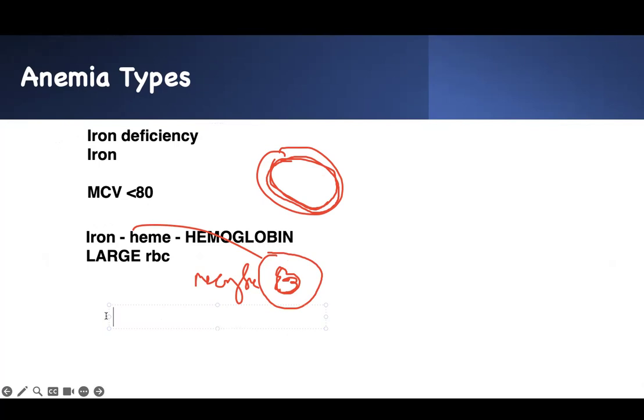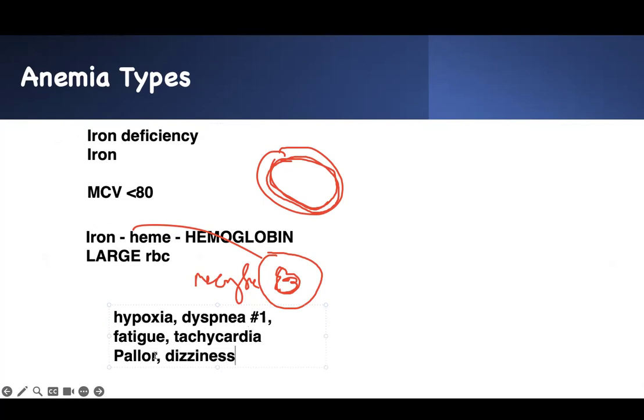How would you know this patient is suffering from iron deficiency anemia? They're going to have hypoxia. They're going to have dyspnea. This is the number one sign and symptom you will look for. And then they get tired because there's less blood flow. And then the cardiac output will try to compensate, so it increases. In the process, you have tachycardia. They're going to look pale. They have pallor, and they may have some dizziness due to less blood flow as they exert themselves.